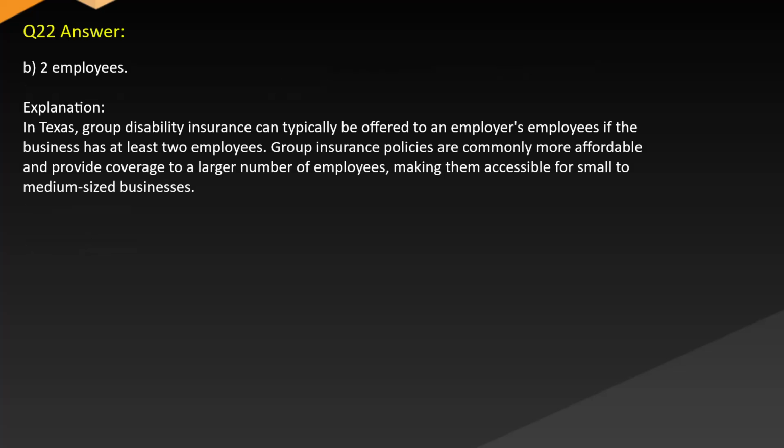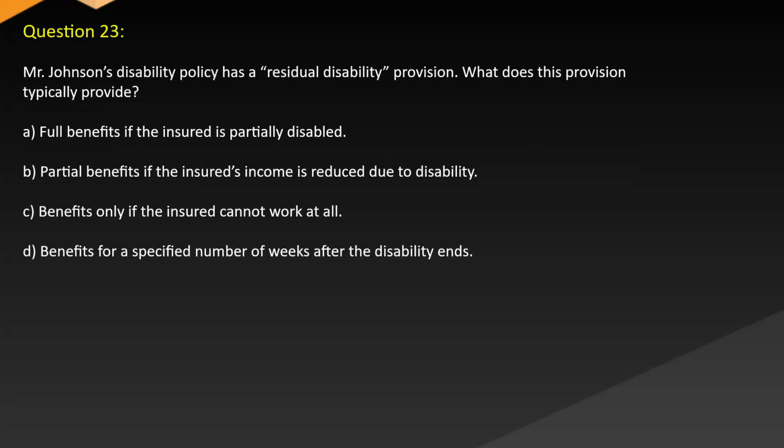Answer B. 2 employees. Explanation: in Texas, group disability insurance can typically be offered to an employer's employees if the business has at least 2 employees. Group insurance policies are commonly more affordable and provide coverage to a larger number of employees, making them accessible for small to medium-sized businesses.